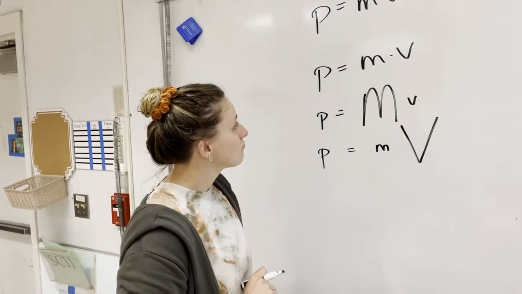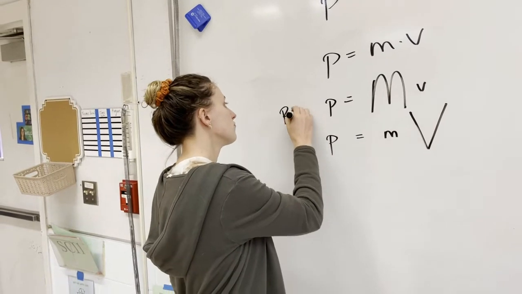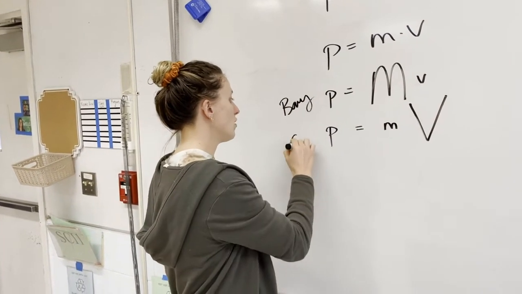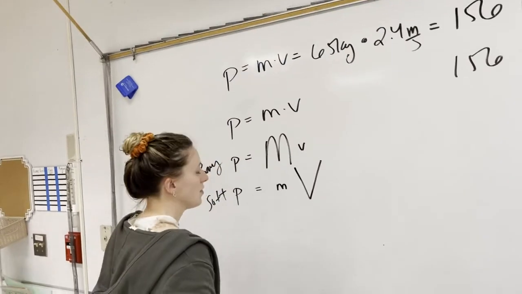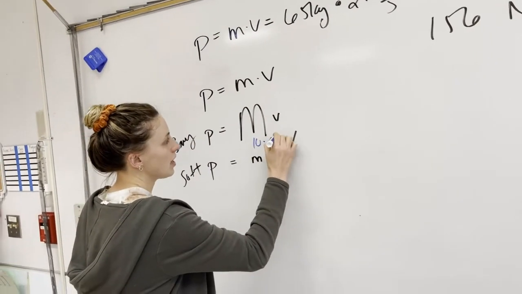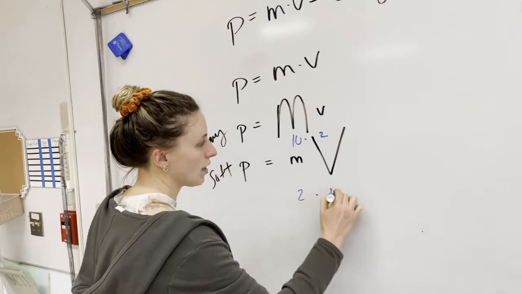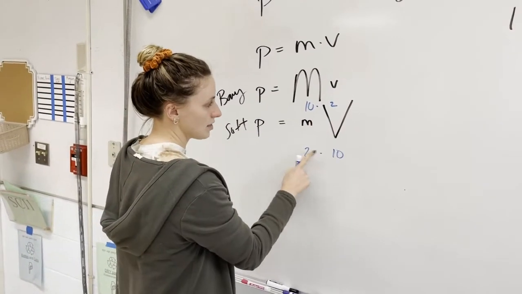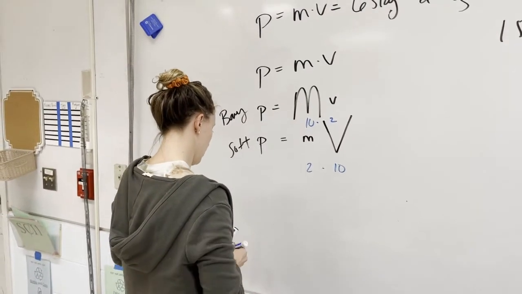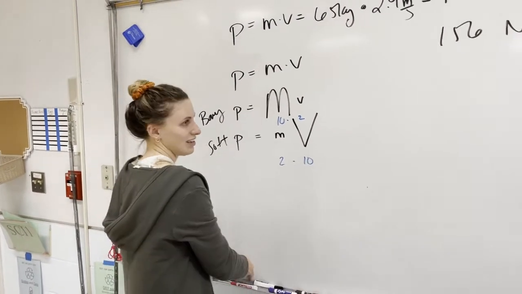That could be 10 times 2 and 2 times 10. So this is a bowling ball, this is my softball. And just like Mr. Boykin said, this could be like 10 times 2 or 2 times 10. They both equal 20. Bigger mass, lower velocity, less mass, faster velocity, more velocity. Let's give them a chance to do one out of the book.